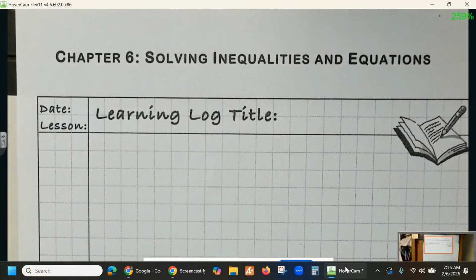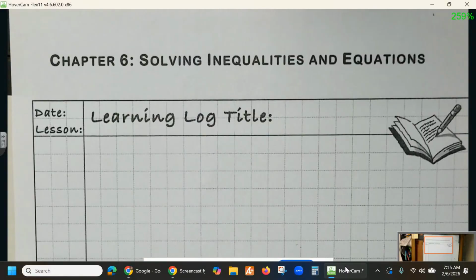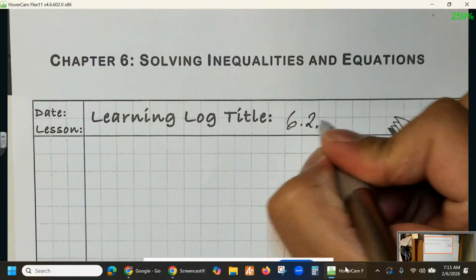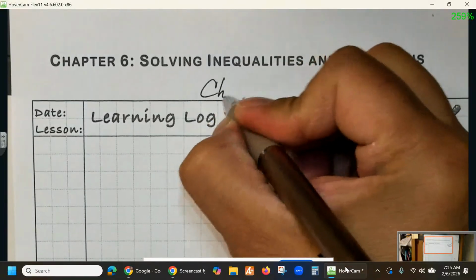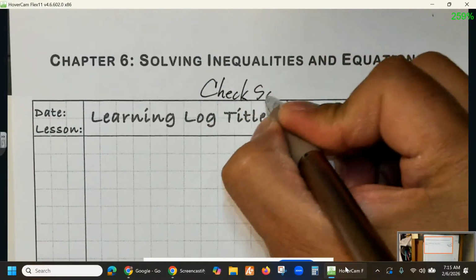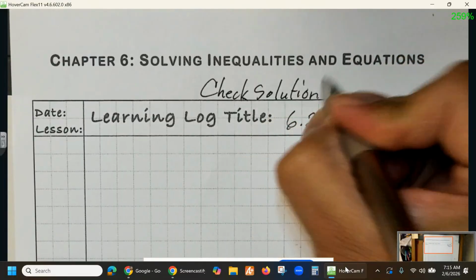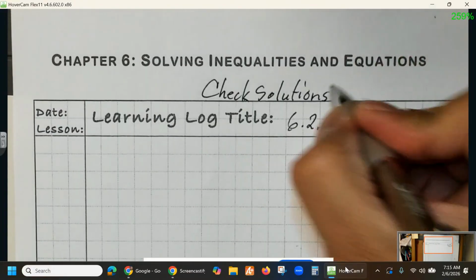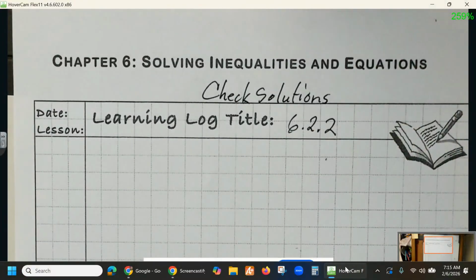Today's lesson is on checking solutions. So once we solve an equation, we need to check the solution to see if we didn't make any mistakes. And this is a very, very important part to making sure that your answers are correct.